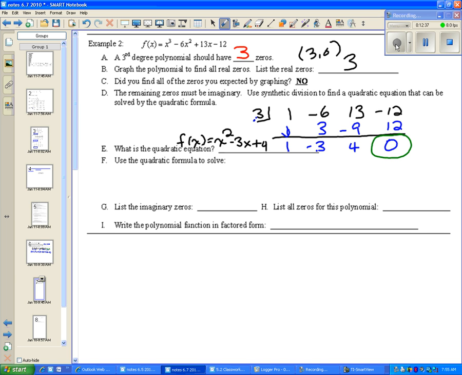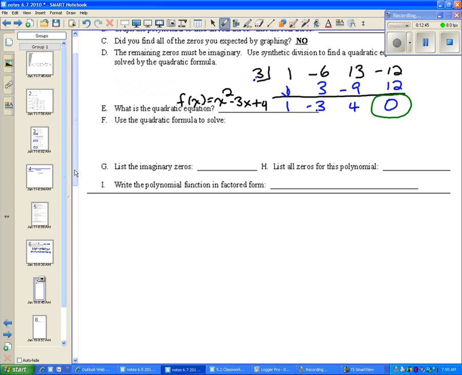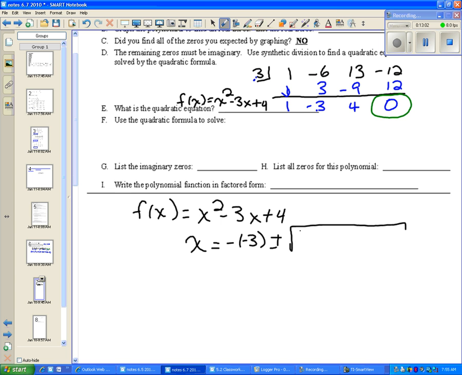Now I need to use the quadratic formula to solve this problem. So I'm going to use this space that I have down here. I know that f of x is equal to x squared minus 3x plus 4. So I'm going to use the quadratic formula and say x equals negative b, which is 3, plus or minus the square root of b squared, so that's negative 3 squared, minus 4 times a, which is 1, times c, which is 4, all over 2 times a.